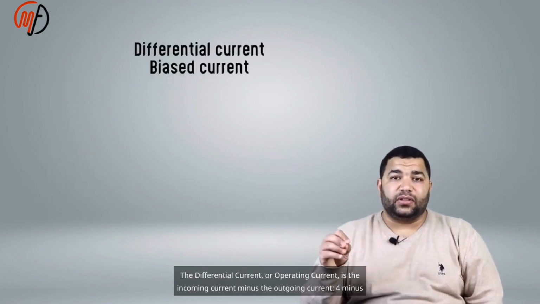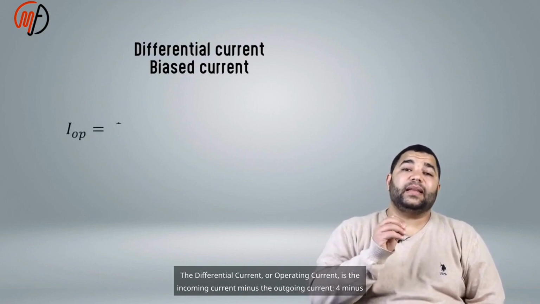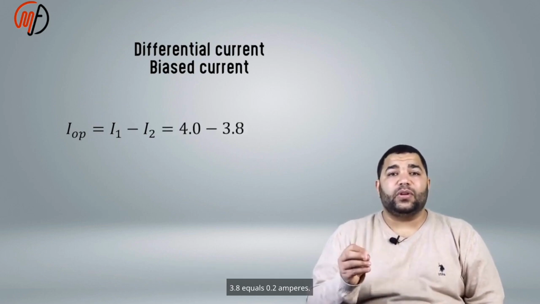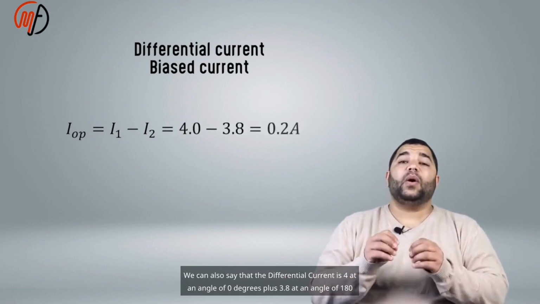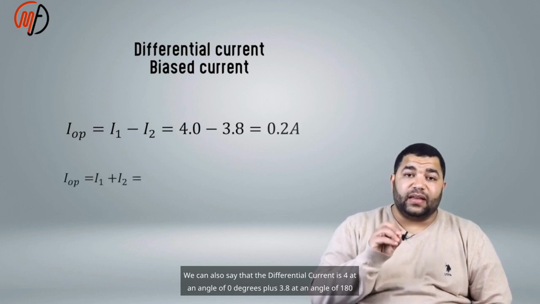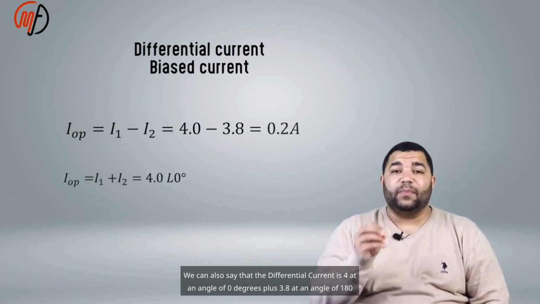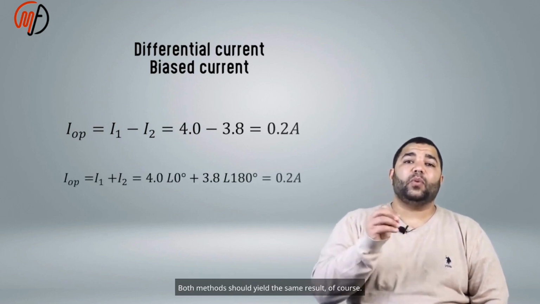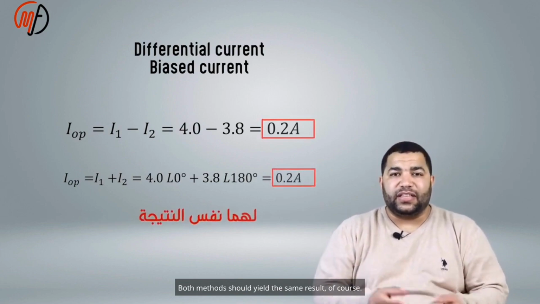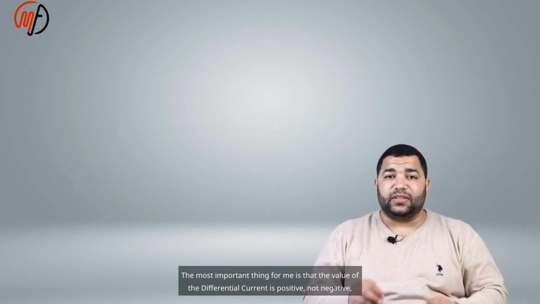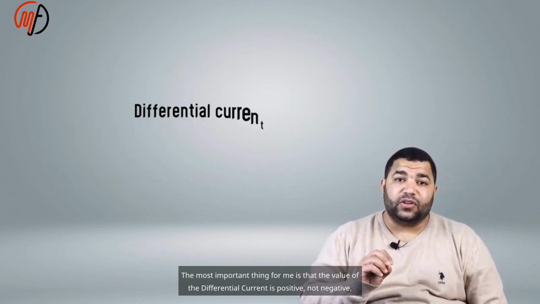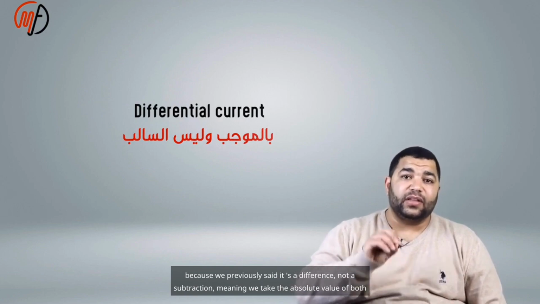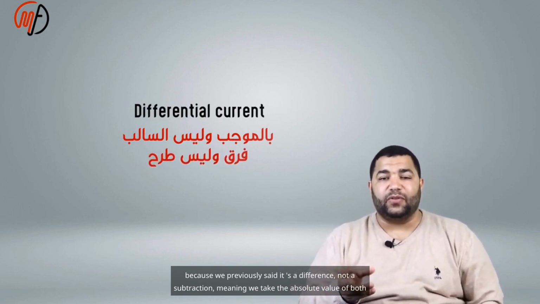The differential current, or operating current, is the incoming current minus the outgoing current. 4 minus 3.8 equals 0.2 amperes. We can also say that the differential current is 4 at an angle of 0 degrees plus 3.8 at an angle of 180 degrees, which equals 0.2. Both methods should yield the same result, of course. The most important thing is that the value of the differential current is positive, not negative, because we previously said it's a difference, not a subtraction, meaning we take the absolute value.